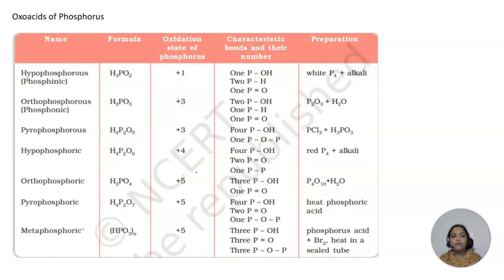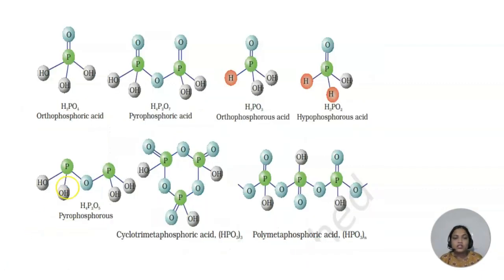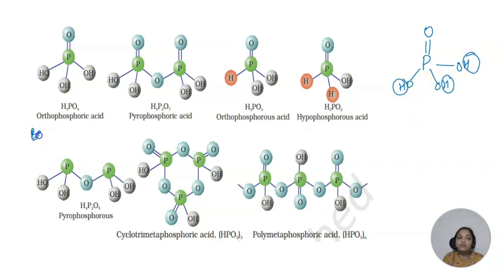Another important topic is the oxoacids of phosphorus, because phosphorus forms different acids. H3PO2 is hypophosphorous acid, then H3PO3. Here you should know the oxidation states of these acids, apart from their structures. In the case of phosphorus, there is a double bond with oxygen, then OH, OH and OH. So this is H3PO4, orthophosphoric acid. These hydrogens are ionizable, so here the basicity would be 3.